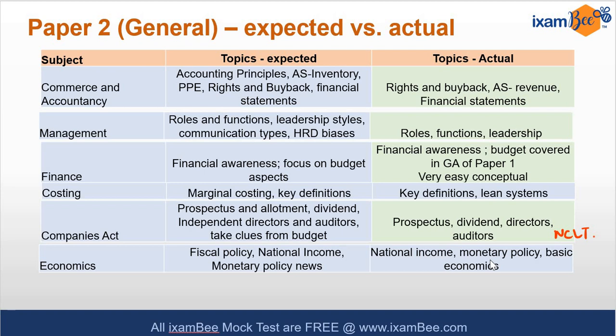In economics, less similarity. I was expecting national income. We did get one question on that. One question on monetary policy also related we did get. However, there were questions on part A of economics or basic economic laws of microeconomics like LM curve, oligopoly. So that was covered, which in my expectation was less likely to be asked.